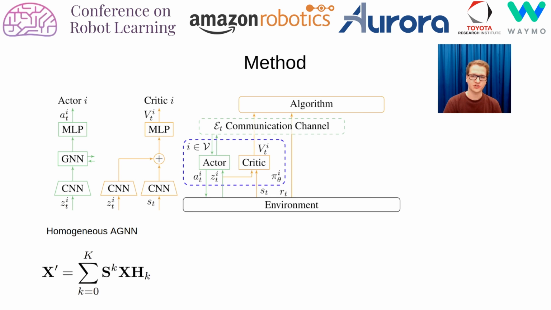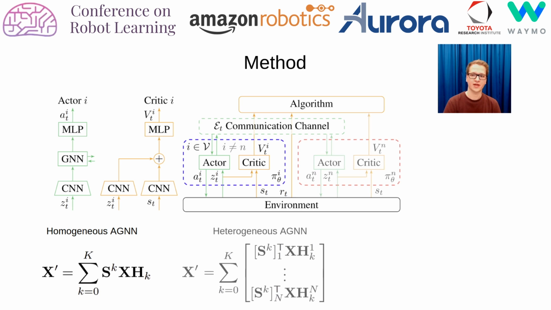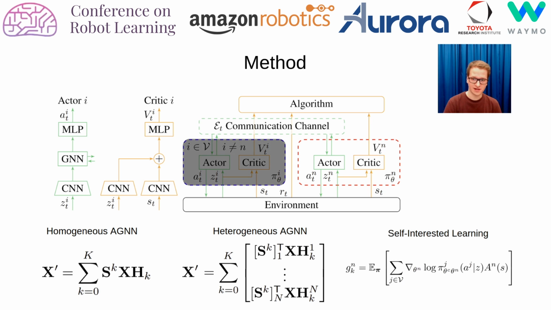The homogeneous aggregation GNN formulation takes into consideration the graph shift operator S, which in the simplest case is an adjacency matrix, a feature vector X, and a set of weights H for each communication hop K. We extend this formalization with a heterogeneous AGNN so that each of the N agents can have a different set of neural network weights H. Note that both AGNNs can be trained centralized but executed decentralized. We first train the cooperative policy with state-of-the-art policy gradient. For the self-interested training, we freeze the cooperative policy and modify the policy gradient so that the self-interested agent estimates its advantage with respect to all cooperative agents.